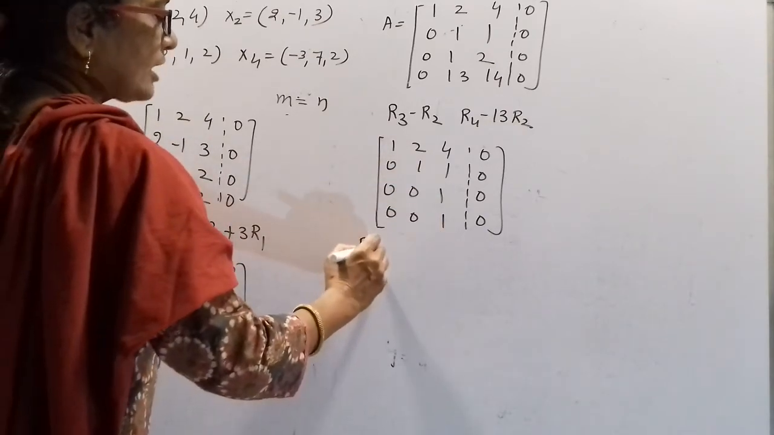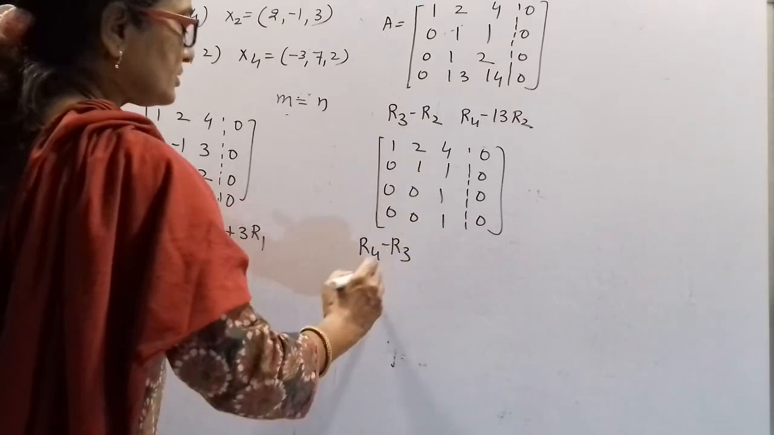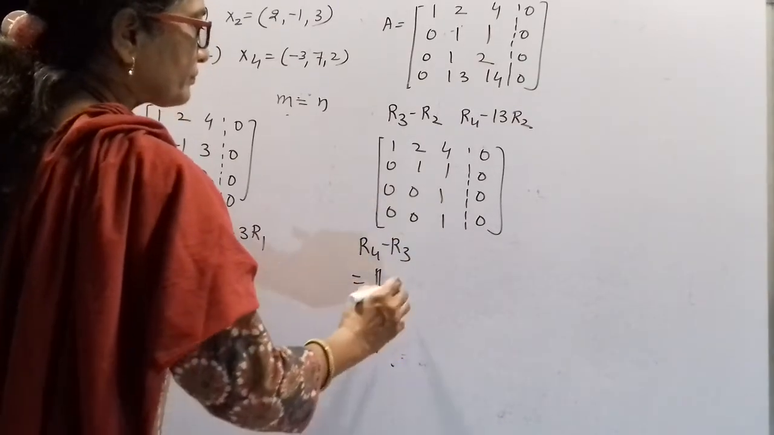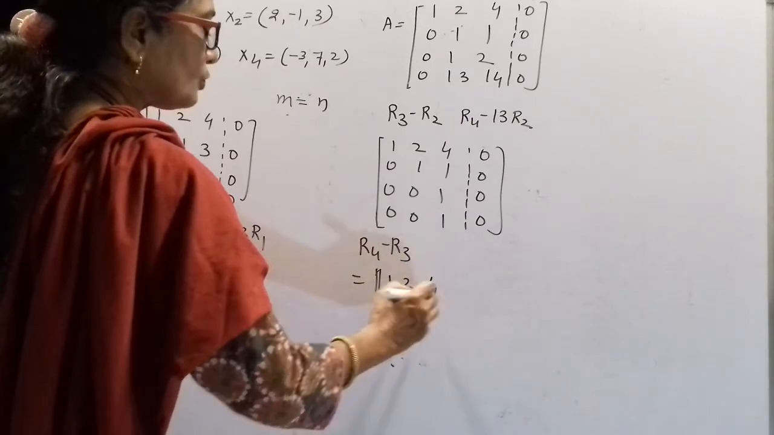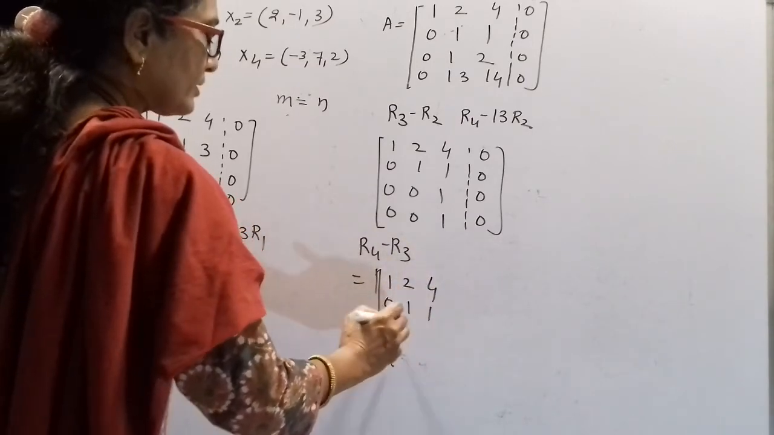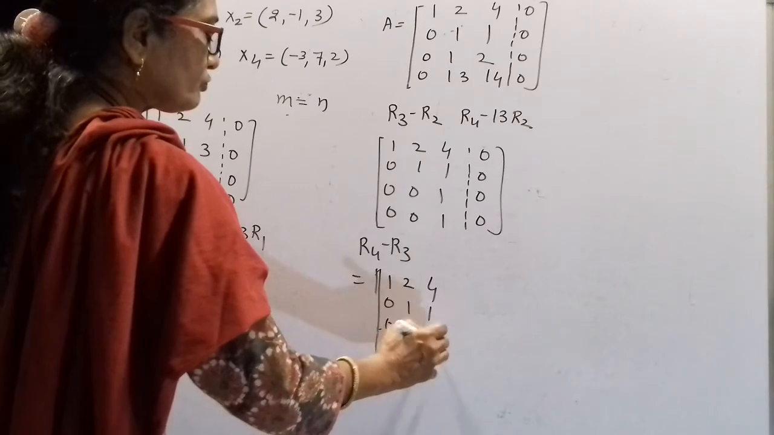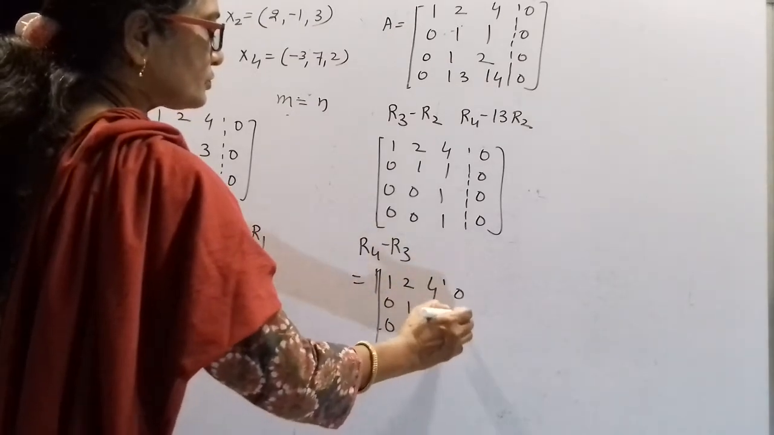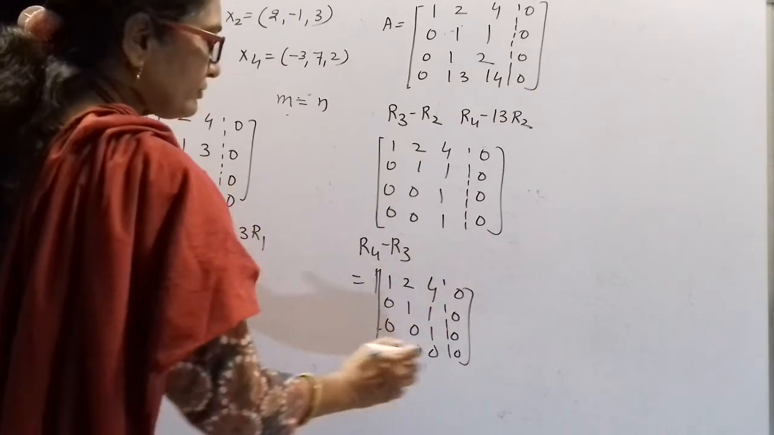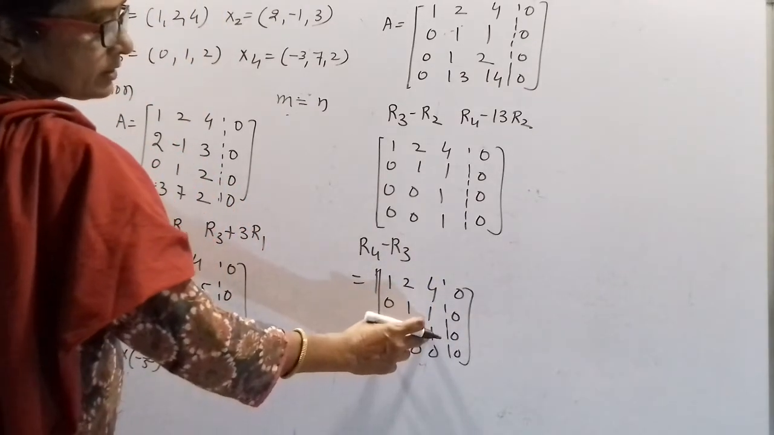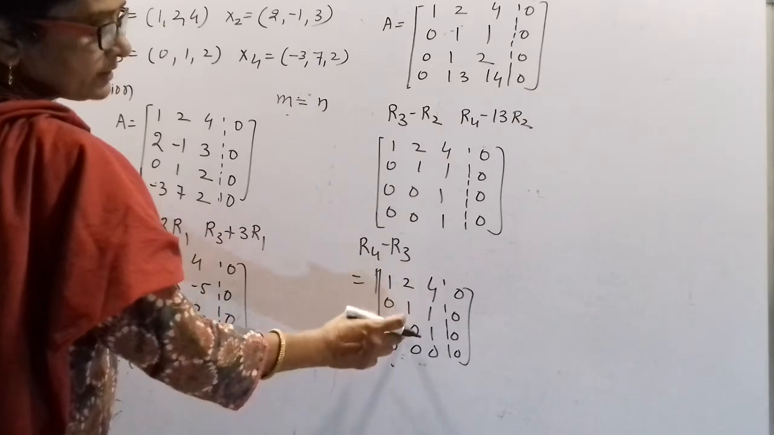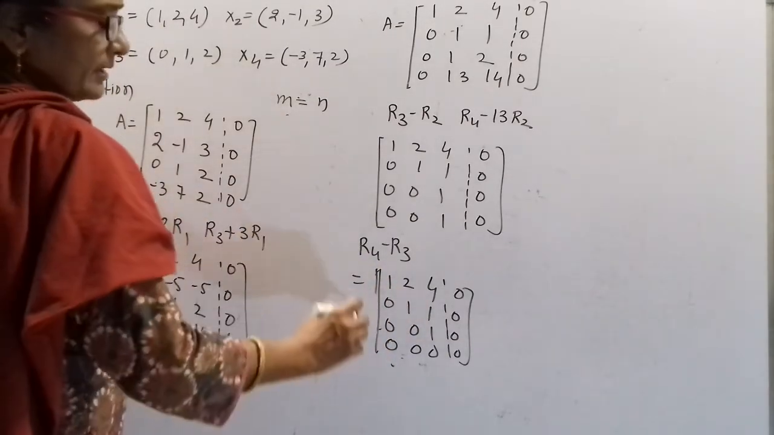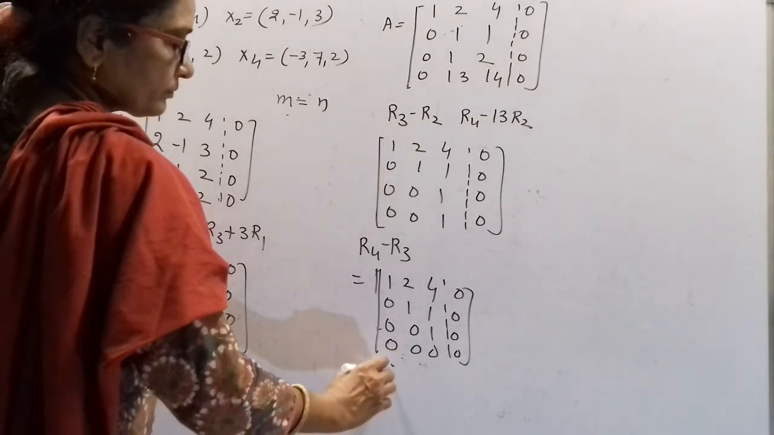So we have to use R4 minus R3. So now it will become 1, 2, 4, 0, 1, 1, 0, 0, 1, 0, 0, 0, 0, 0, 0, 0. Now we can check here, we can't bring 0 here. If we bring 0 using this one, we will get a number here. So now we can check it from here. Rank of a matrix A is 3.